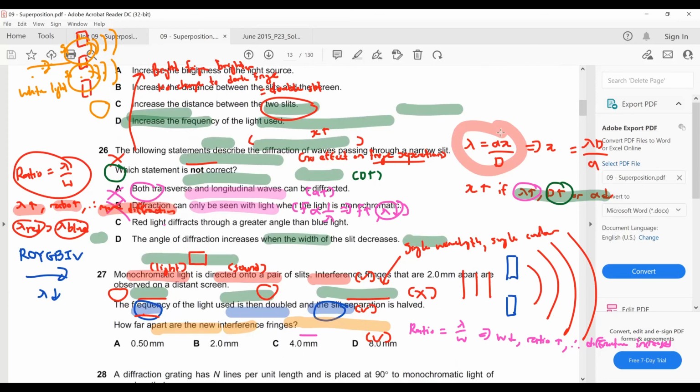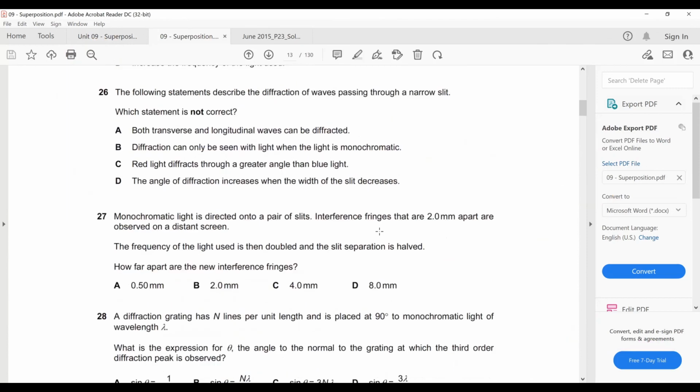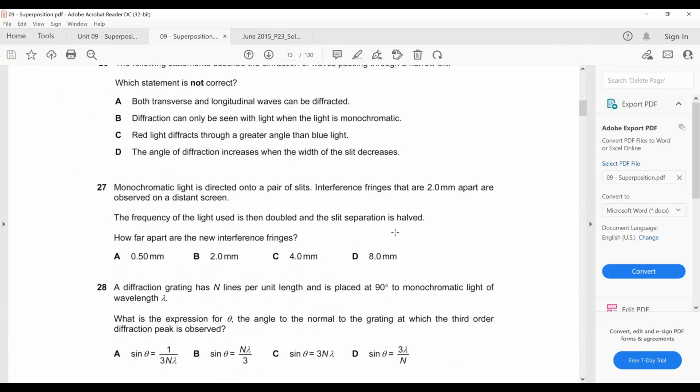Okay, this one requires you to do calculation. You have to use ratio for this one. Now same thing, talking about double slit again. Here they say it's a pair of slits, so you know it's double slit. Monochromatic light is directed onto a pair of double slits. Interference fringes, 2 mm apart, are observed on the distant screen. Frequency of light used is then doubled and the slit separation is then halved. How far apart are the new interference fringes?